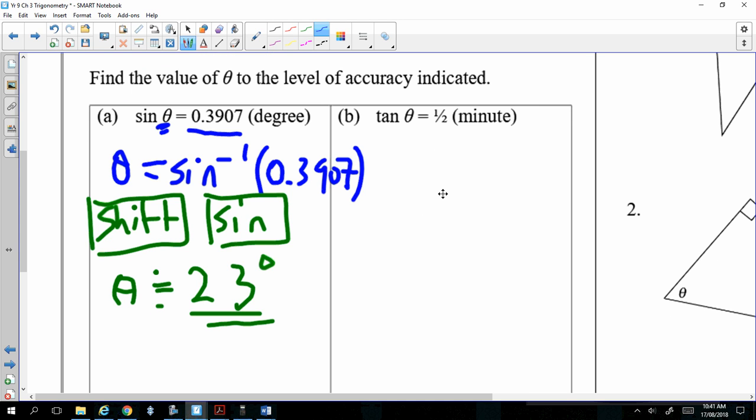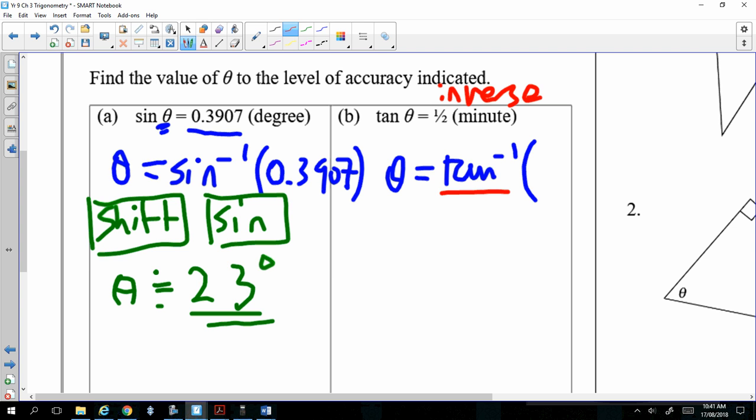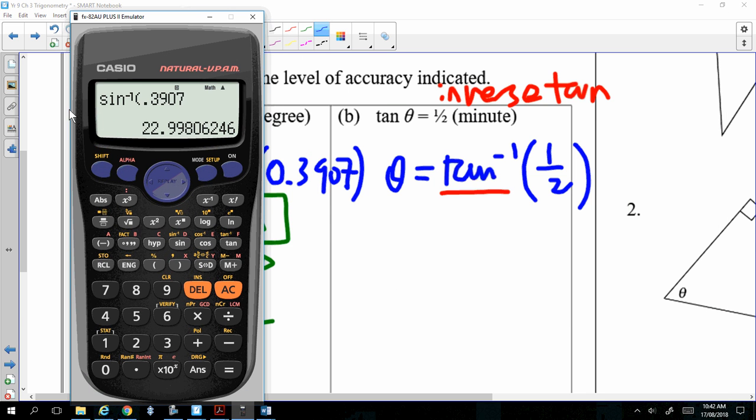To find theta, you do Shift tan, and to read it, it's called inverse tan. Let me write this down. It's called inverse because it's the opposite of finding the ratio. Have a try, and have a look how I do it. Shift tan.